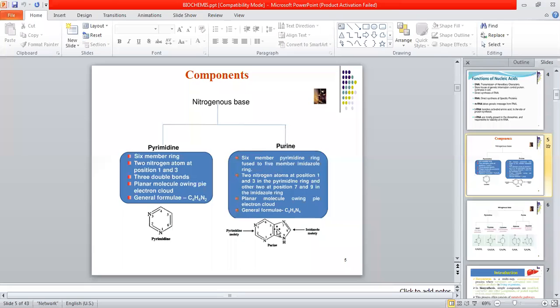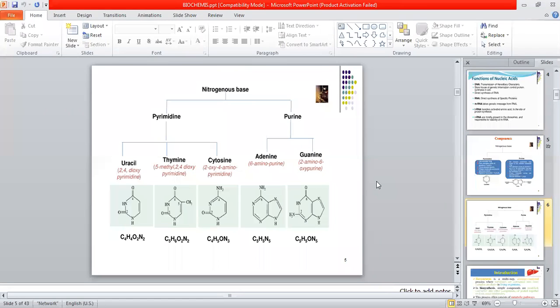We can see in the purine structure, all over there will be 4 nitrogen atoms. So we should know very well, purine consists of two rings, pyrimidine and imidazole ring. Now the next slide. Next slide is this one. This one is the differentiation between purine and pyrimidine.